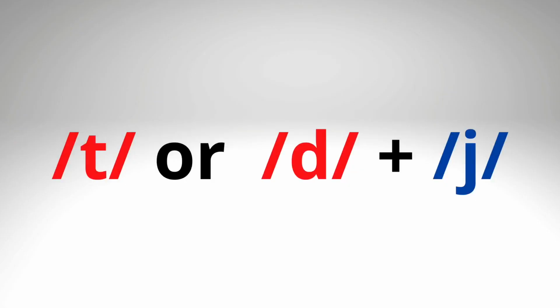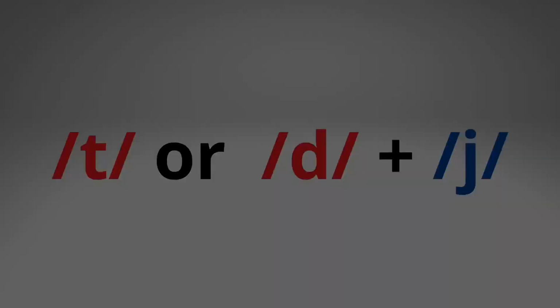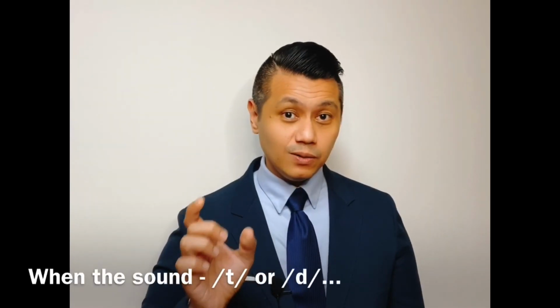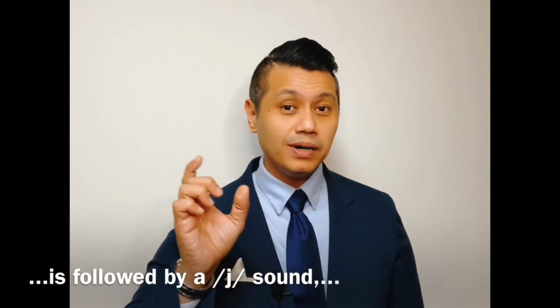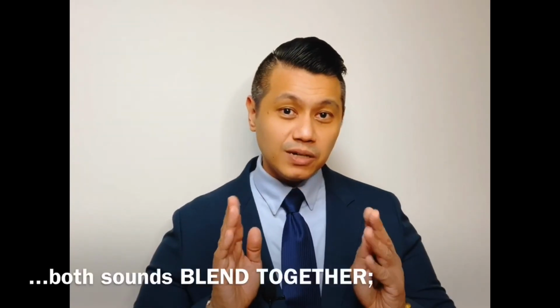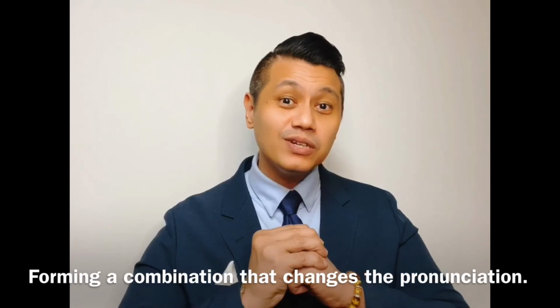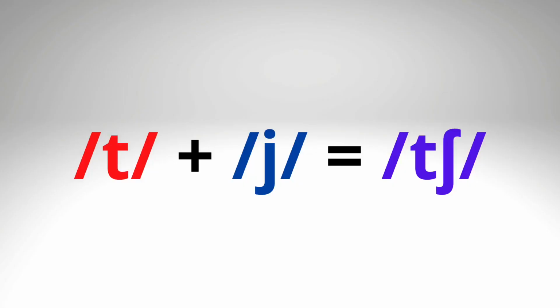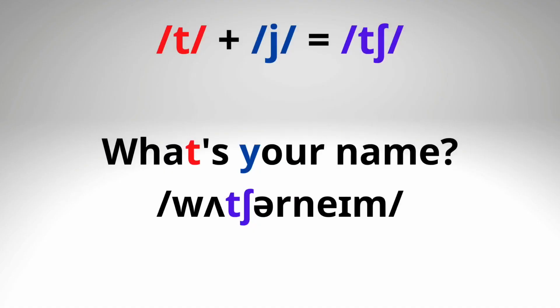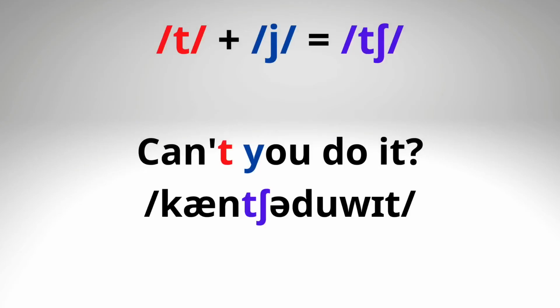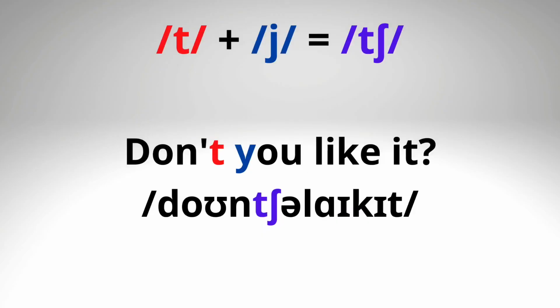T or d plus y. When the sound t or d is followed by a y sound, both sounds blend together, forming a combination that changes the pronunciation. T plus y equals ch. What's your name? Can't you do it? Don't you like it?